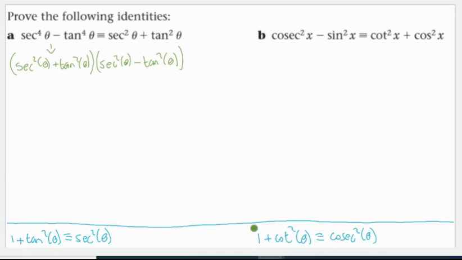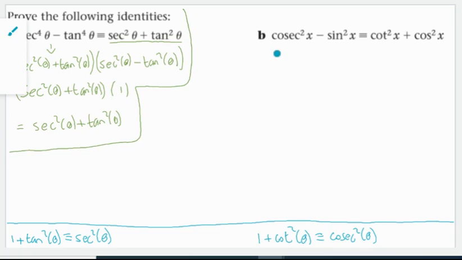Now, using this identity down here, we know that if we rearrange it, sec squared theta minus tan squared theta is actually going to be 1. So this is equal to sec squared theta plus tan squared theta multiplied by 1. And that's just equal to sec squared theta plus tan squared theta. Look at that. That is what we were asked to show. So we've gone from the left-hand side to the right-hand side. So we are all good.